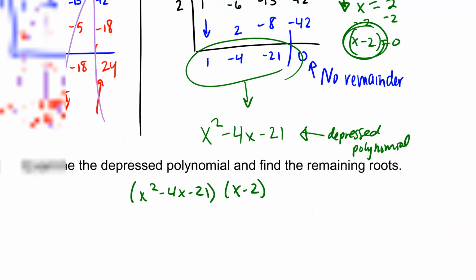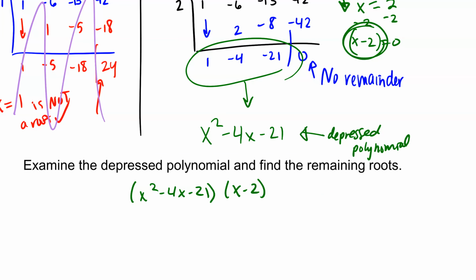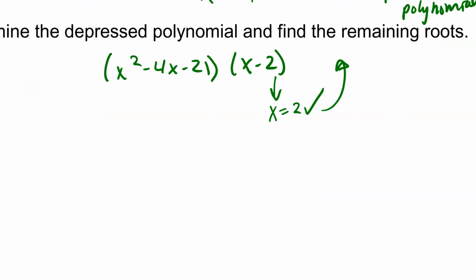Okay, so we're trying to find the remaining roots. I already know this is a root of 2. I already found it up above. What I need to do is factor x squared minus 4x minus 21. How do I factor this and solve? Anyone? Oh, don't you multiply to 21 and add to the 4? Exactly. Multiplies to negative 21, adds to negative 4.